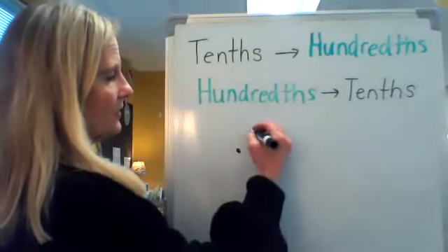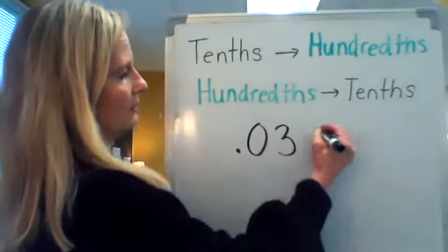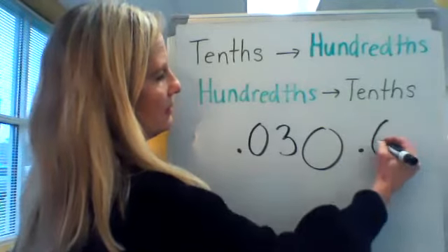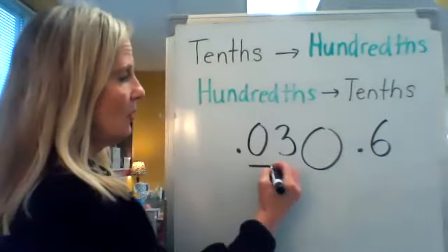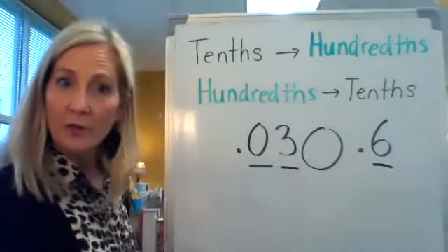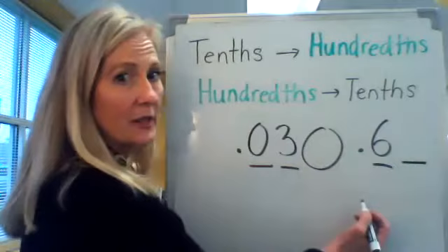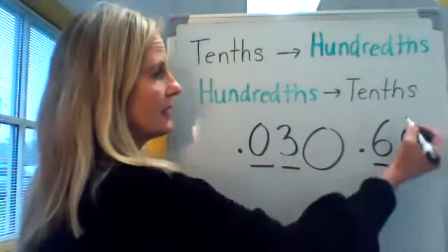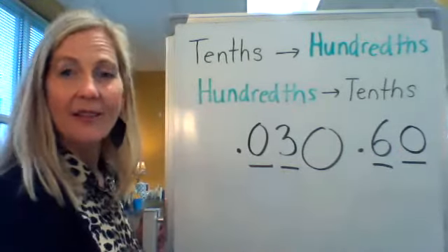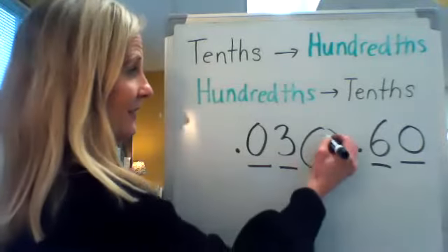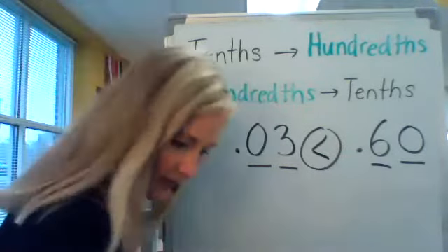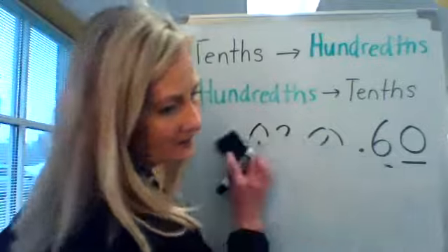Let's try another one. What's more? 3 hundredths or 6/10? Which would be more? Well, I see hundredths and tenths first of all, so I'm going to quickly just say 6/10 is the same as 60 hundredths. So I'm just going to do that. Then it's just so easy, right? 60 hundredths is more than 3 hundredths.